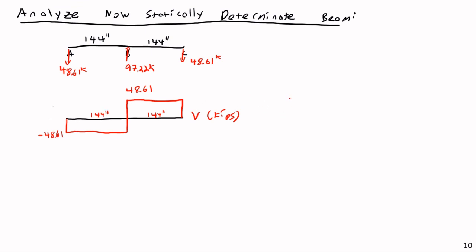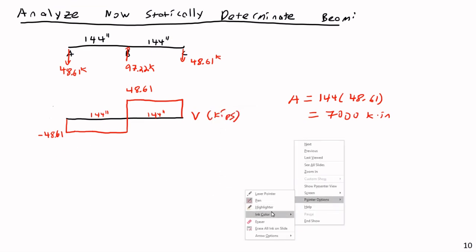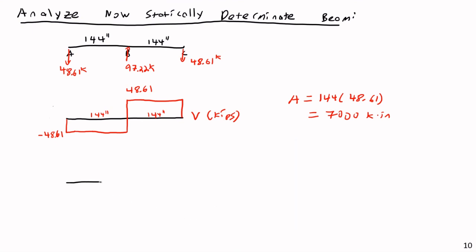Now I would like to get the areas of these. That will be useful for calculating my moment. The area of this piece here is just going to be equal to 144 times 48.61, and that comes to 7,000 kip inches. So I know that the area of each of these is 7,000, and that'll allow me to very easily get my moment diagram. And let's just put M in kip inches.